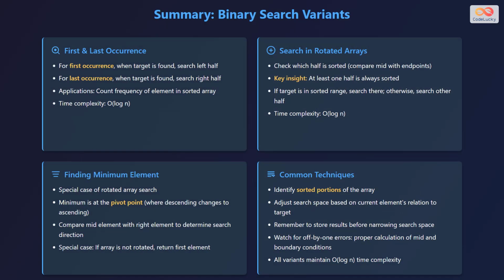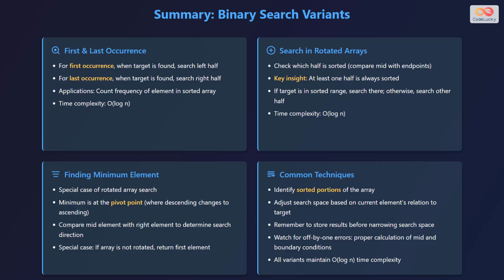To summarize, we've covered several variations of binary search, each designed to solve specific problems efficiently. We've discussed how to find the first and last occurrences of an element, search in rotated sorted arrays, and find the minimum element in such arrays. Remember, for the first occurrence, continue searching in the left half when the target is found. For the last occurrence, search the right half.